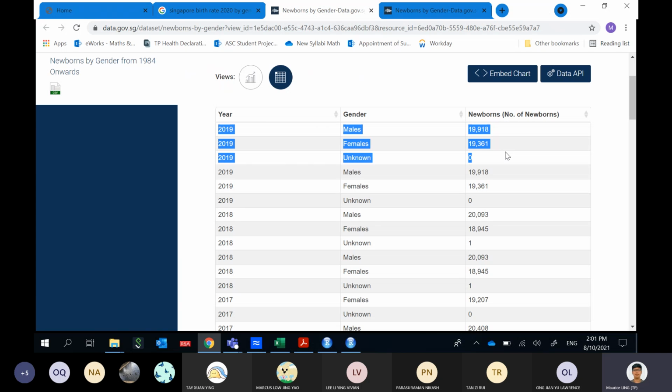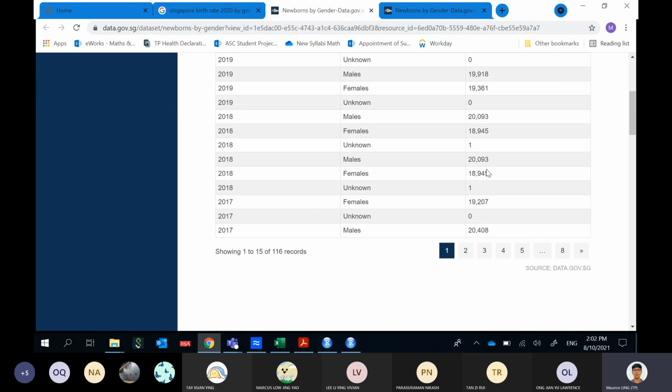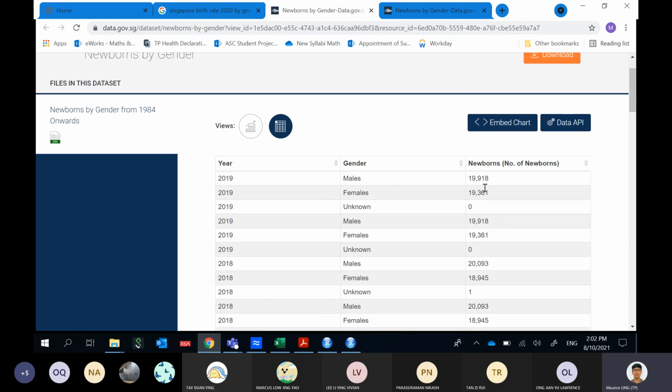Any problem with these numbers? Based on these numbers, do you think it's equal, or does it look equal? In 2019, there are 19,980 males versus 19,361 females. Slightly more males, yes. So generally over the years, slightly more males. So you just take these two numbers.